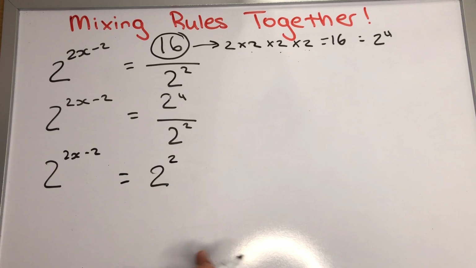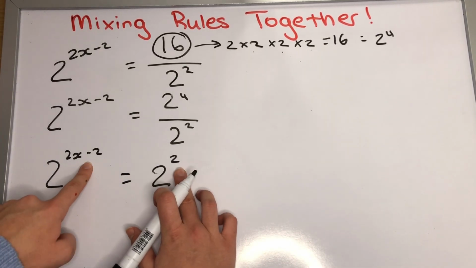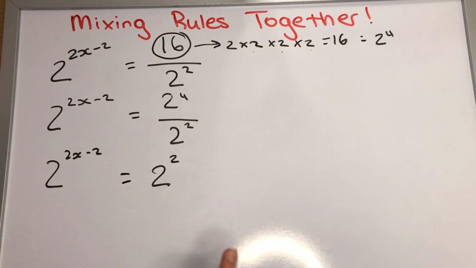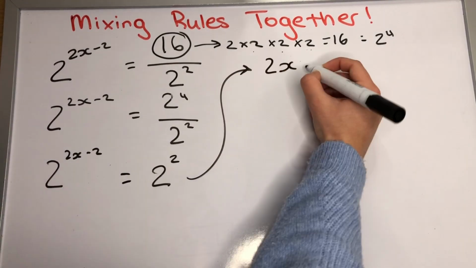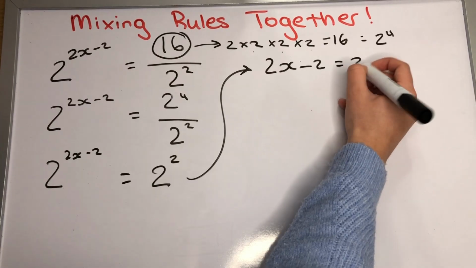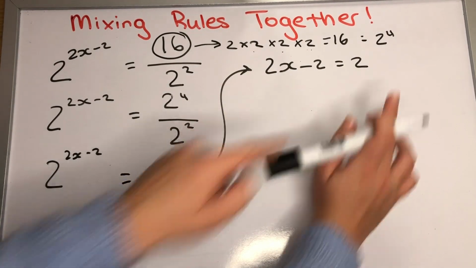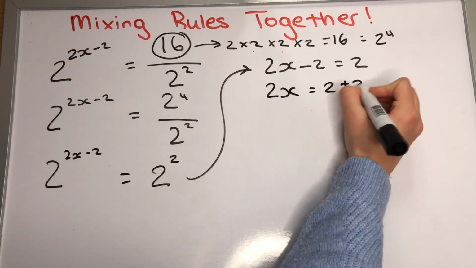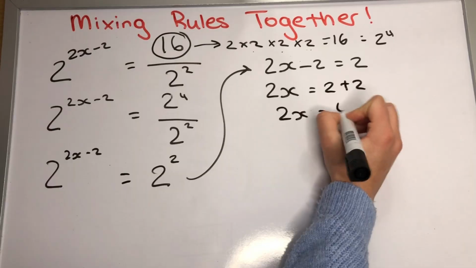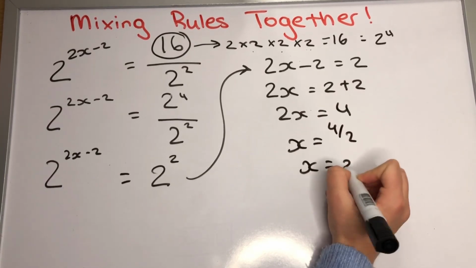Now we have the bases, they're equal to each other, everything is perfect. So now we take the indices and we solve for x. So we'll do it over here. 2x minus 2 is equal to 2. So all I'm doing is I'm taking the indices and I'm solving for x. 2x is equal to minus 2 to the other side, that becomes a positive. 2x is equal to 4, and now x is equal to 4 all over 2, so x is equal to 2.